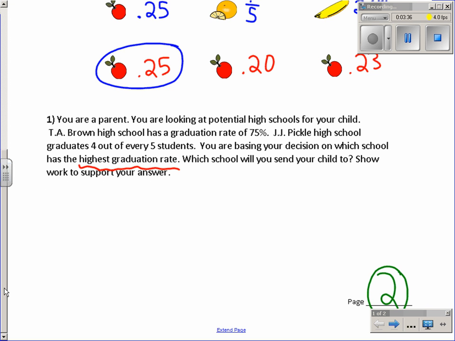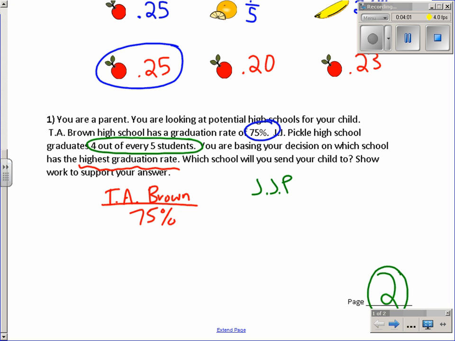All right. So it looks like we are comparing apples and oranges here. They give us a percent and they also give us a ratio. Now looking at this, let's go ahead and organize our information. So T.A. Brown, 75%. And then we've got our old J.J. Pickle with a graduation rate of 4 out of 5, which I'm going to write as a fraction just to make it easier here.